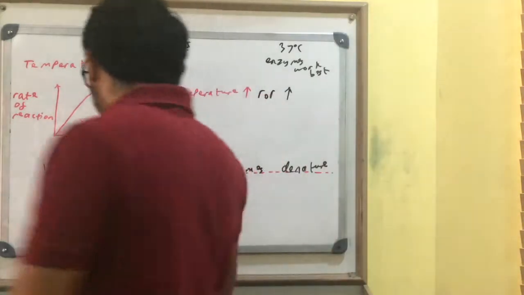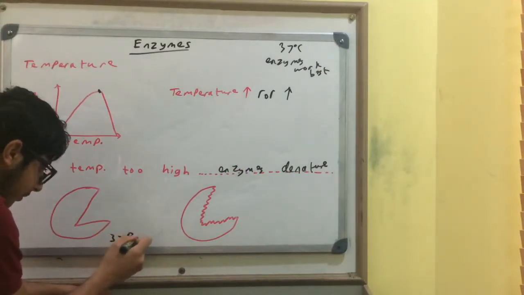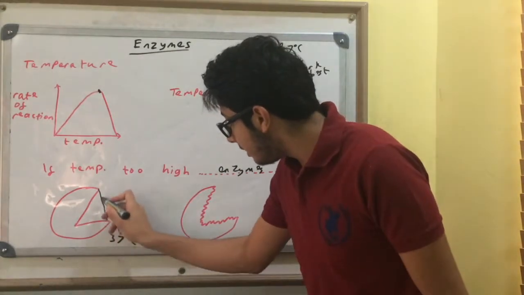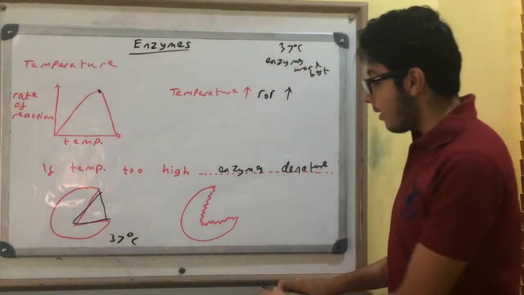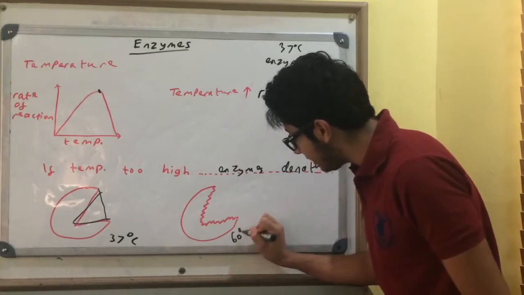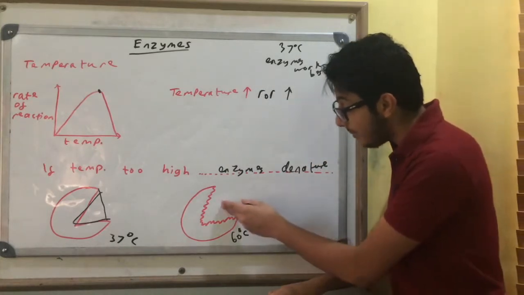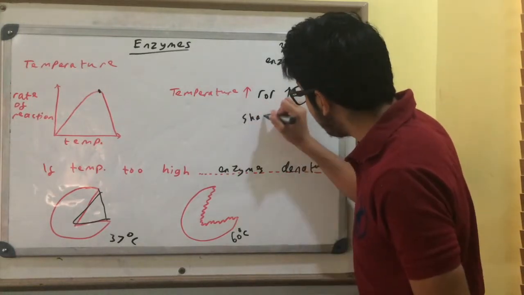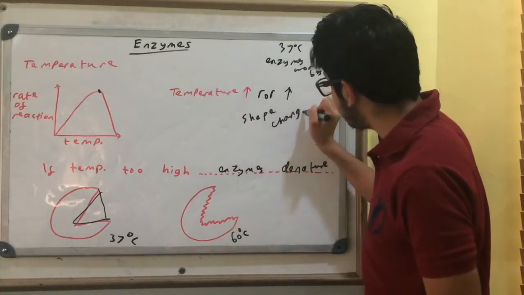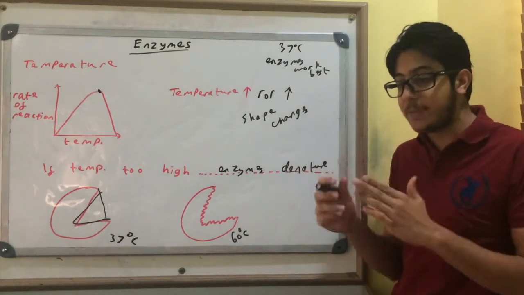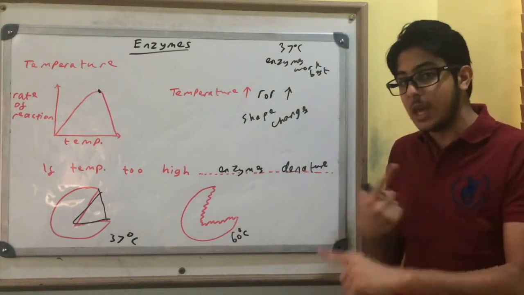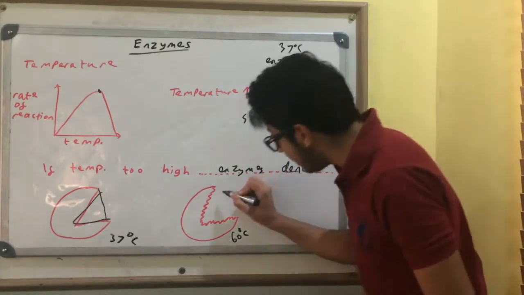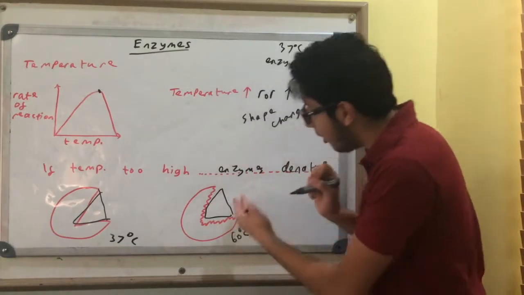Okay, here we have an enzyme at a temperature of 37 degrees Celsius. Okay, normal shape, it can fit with the substrate. Here we have an enzyme at 60 degrees Celsius. You can see that its shape has changed. So if the temperature is too high, the shape of the enzyme changes. And because the enzyme's shape is very important, because it's specific to what molecule it will fit onto, if the shape changes, it can't fit onto this molecule.